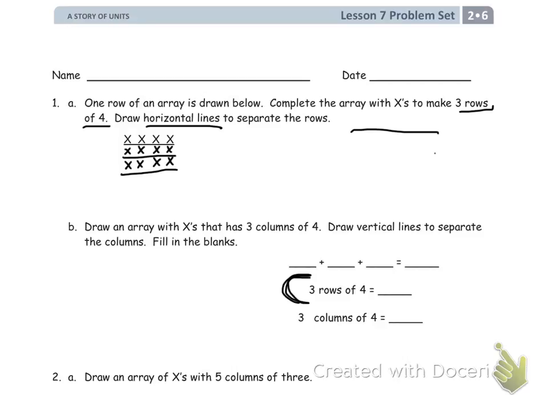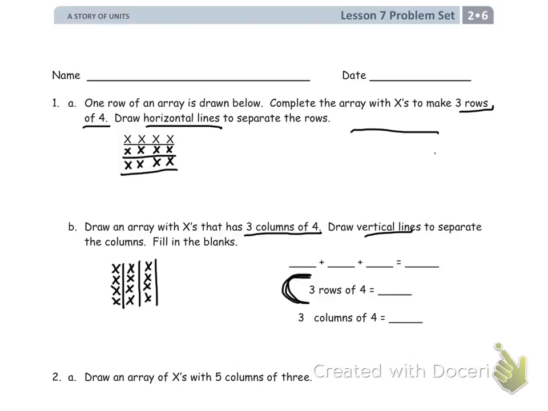But then we need to draw an array with x's that has 3 columns of 4 and have vertical lines to separate them. So 3 columns with 4 in them, so we need 4 x's in a column. 1, 2, 3, 4. There's my line. 1, 2, 3, 4. There's my other line. 1, 2, 3, 4. We'll just put that there.